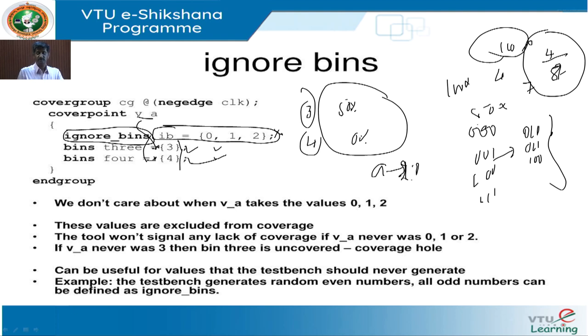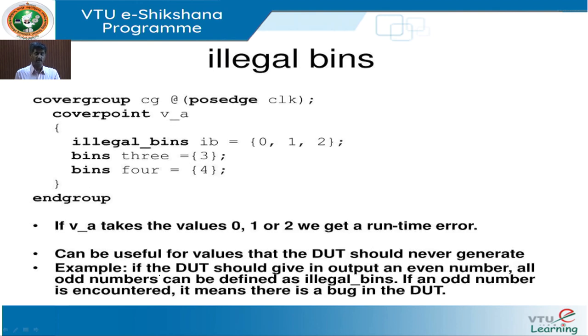These are the test bench. The test bench can generate this or cannot generate this. For example, the test bench generates random even numbers. All odd numbers can be defined as ignore bins. You can have that: ignore bins IB is equal to the odd number values. So that can also be considered.